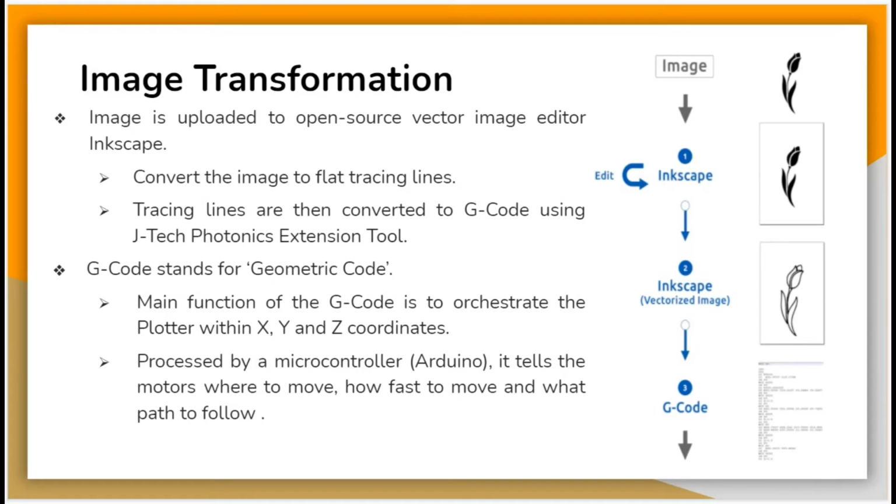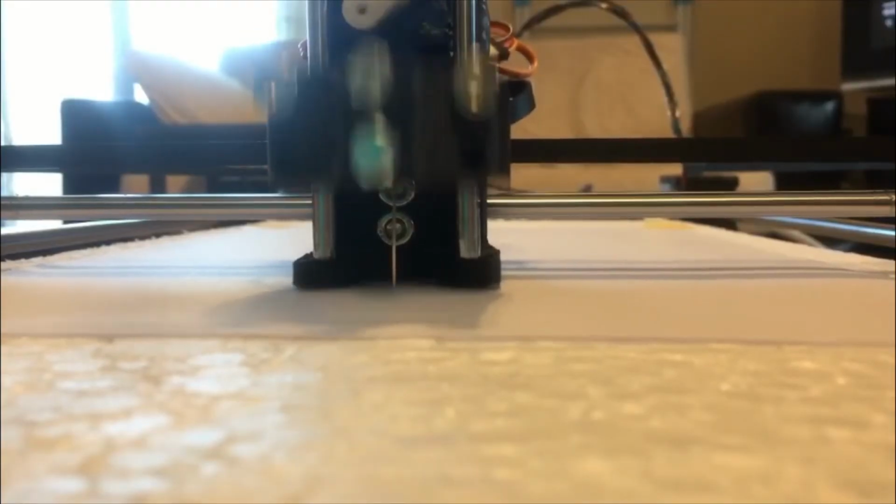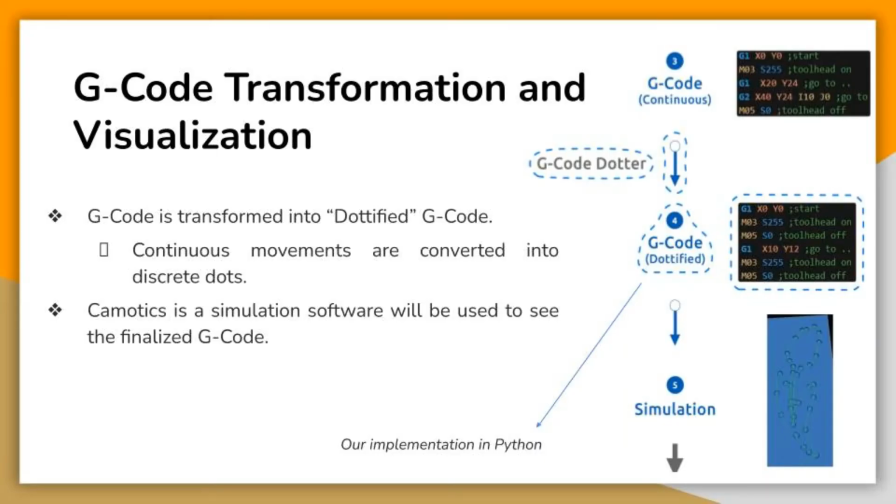Plotter is controlled by an Arduino microcontroller which instructs the motors where to move, how fast to move, and what path to follow. G-code transformation and visualization. Now we have the G-code. If we use the G-code as it is, it tries to draw arcs, and when we use a needlehead, it will cut the paper instead of punching holes and possibly damaging the head in the process. It is not what we want.